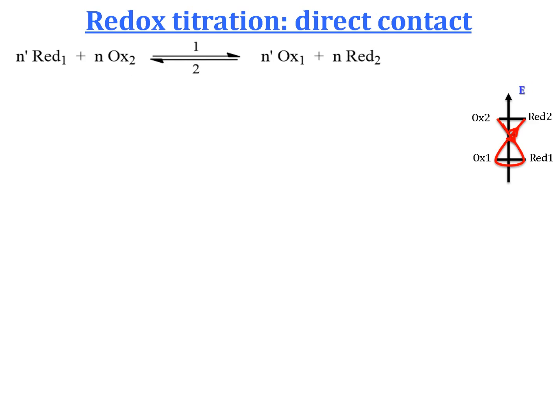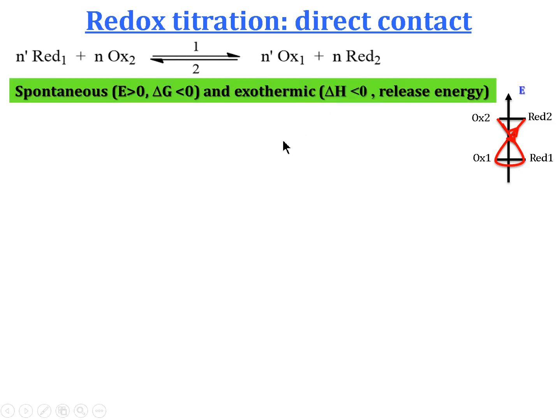So we have two couples involved, Ox1/Red1 and Ox2/Red2, and E of the couple Ox2/Red2 is greater than that of Ox1/Red1, since the Ox2 is transformed to Red2, and this is a reduction.